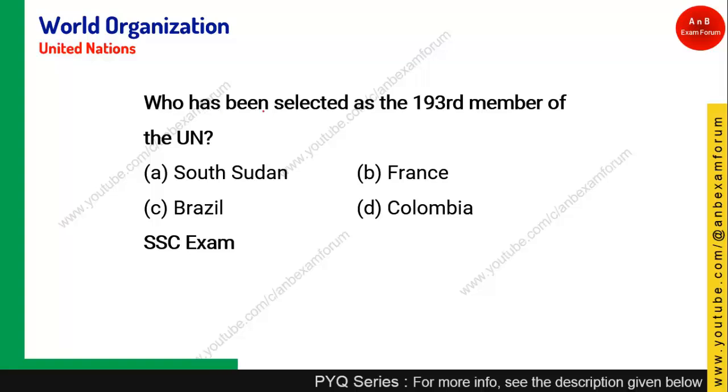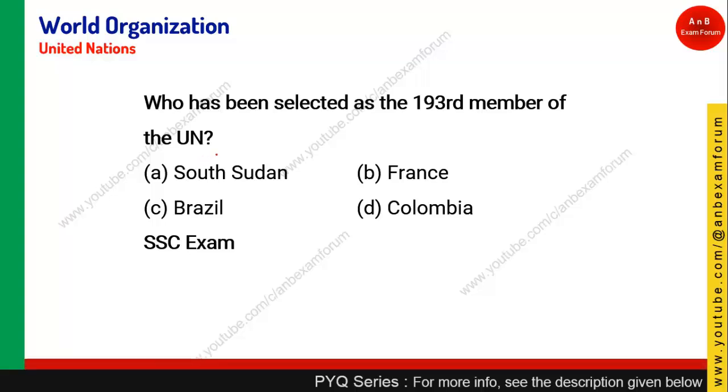Let's see the next question. Who has been selected as the 193rd member of the United Nations? We have already seen it is South Sudan. South Sudan was the 193rd member of the United Nations, and currently there are 193 members. The founding members are 51, and India is also one of the founding members. So option A is the right answer.